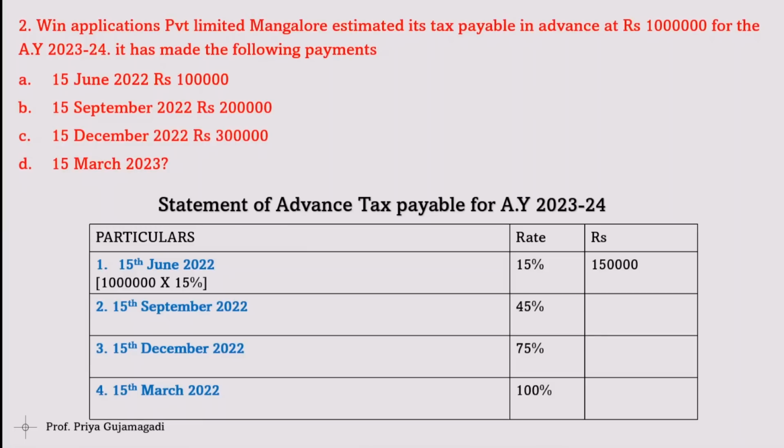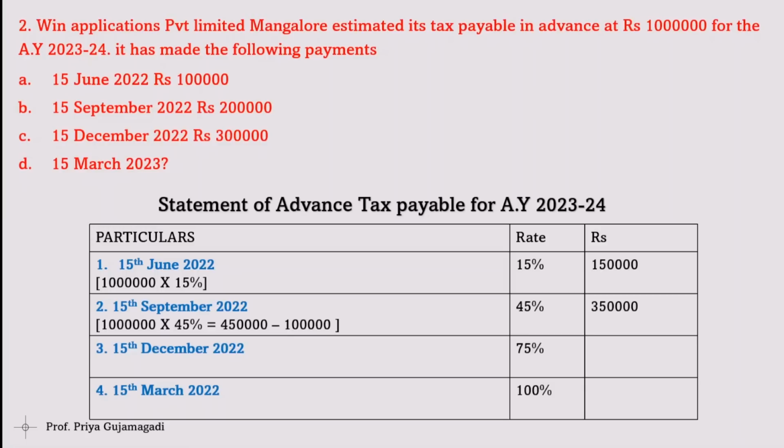To understand this problem, you need to know the difference between two words. One is payable and one is paid. So in this column, the amount we are calculating is the payable amount. But here what they have given is the paid amount. Second installment on 15th September 2022. 10 lakh rupees into 45%, that is 4 lakh 50,000. So actually the payable amount is 4,50,000. But in the first installment, how much has he paid? He has not paid 1,50,000. He has paid 1 lakh rupees. So 4,50,000 minus 1 lakh rupees. So the amount payable in the second installment is 3,50,000.